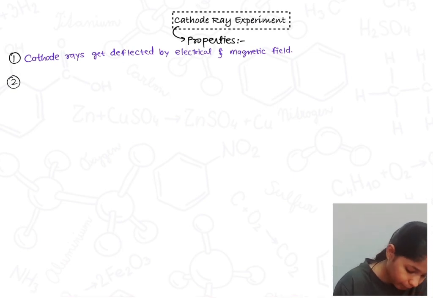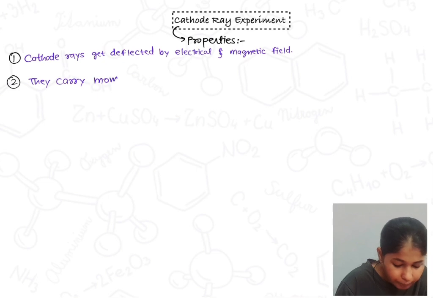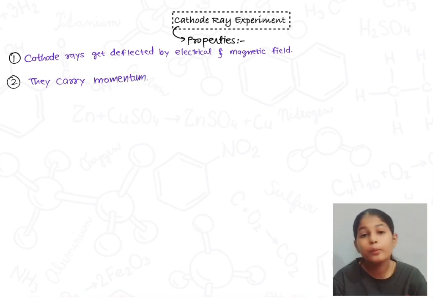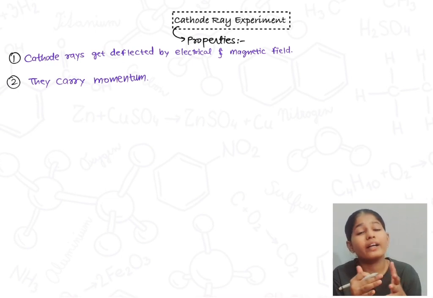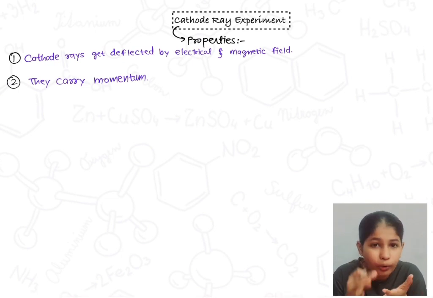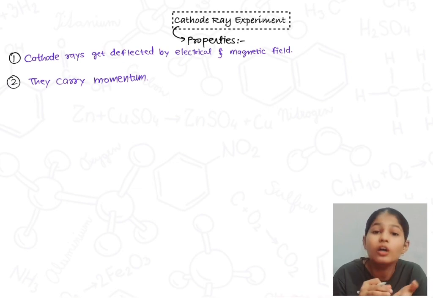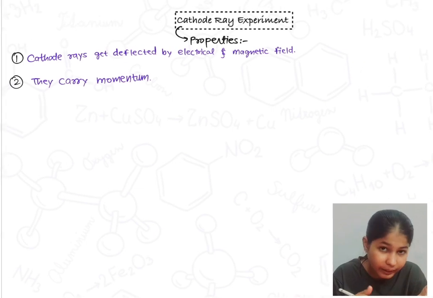Now, what is our second property? Let me write first. These cathode rays carry momentum with them. Now, can you tell me what momentum is here, and what I am wanting to tell you by saying that it has momentum? Yes.